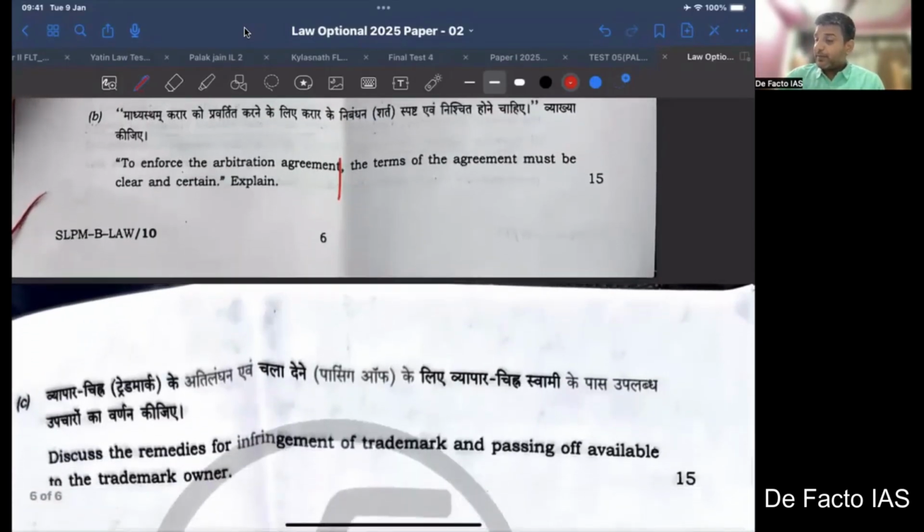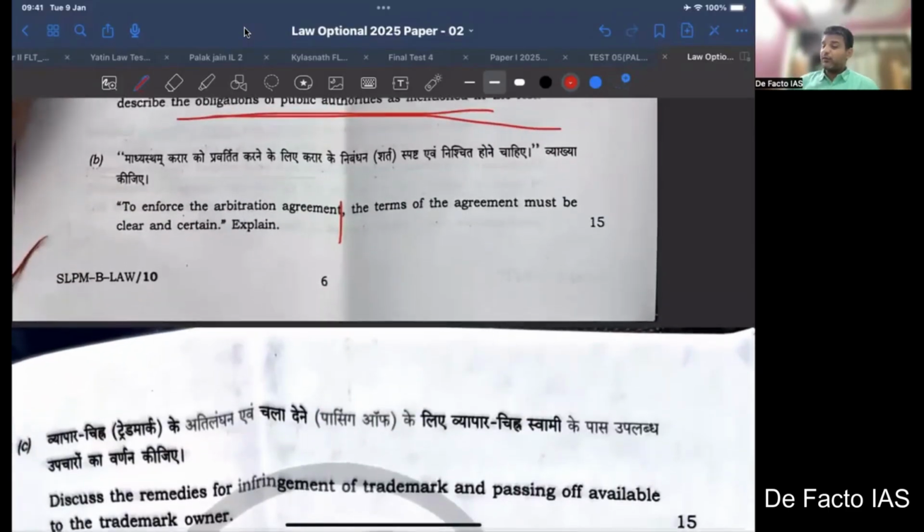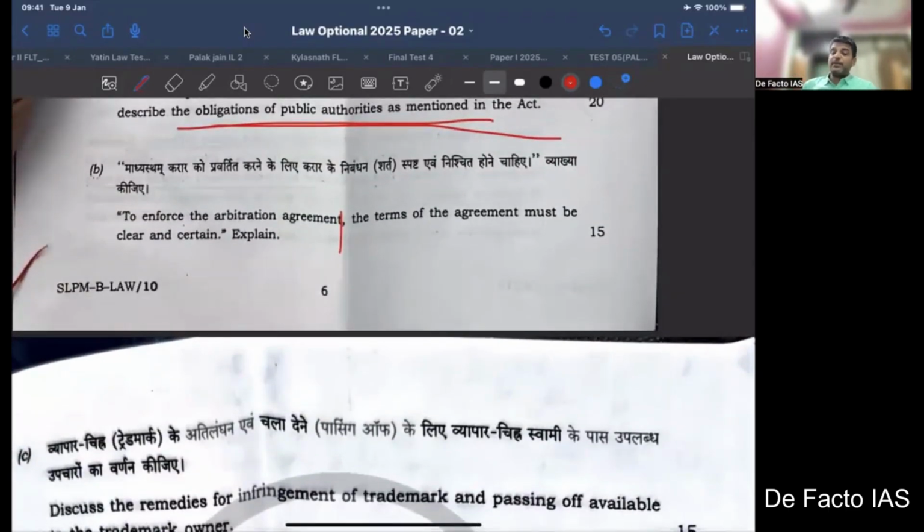Then come to 8B. It says to enforce an arbitration agreement, the terms of the agreement must be clear and certain. There was recently a case law with regard to that, also given in current affairs, whereby the court said, what do you mean by certain? Certain is something which is either certain right now or can be made certain at a later date. So future certainty is also certainty.